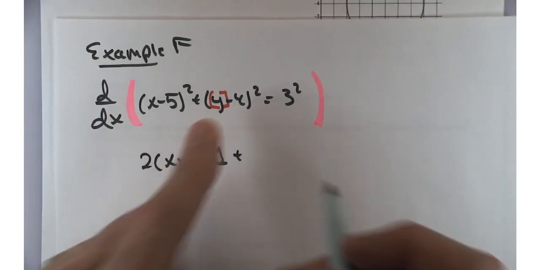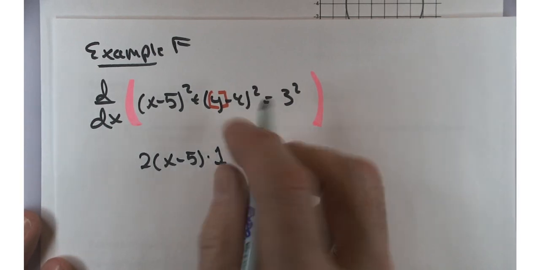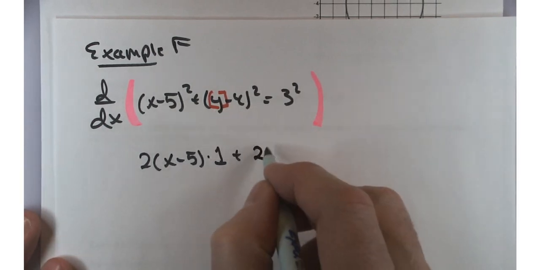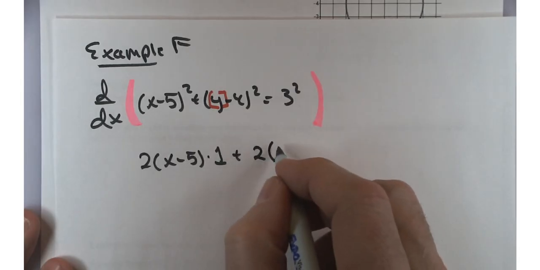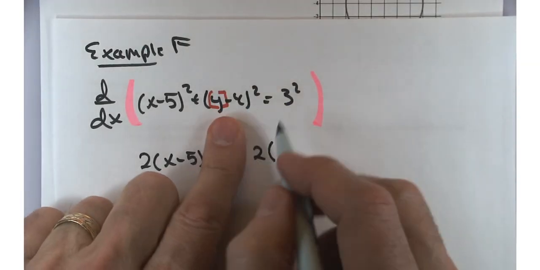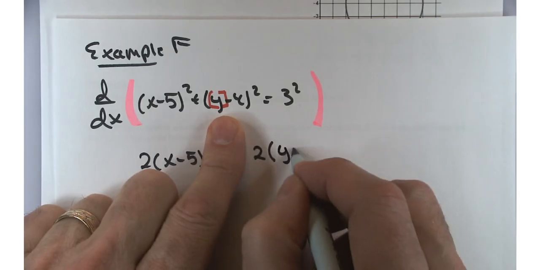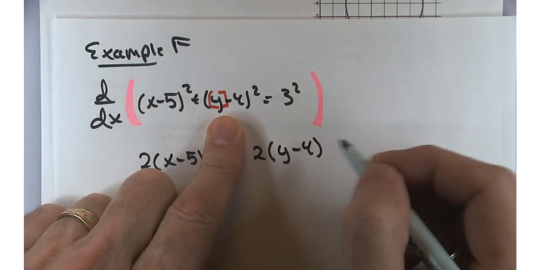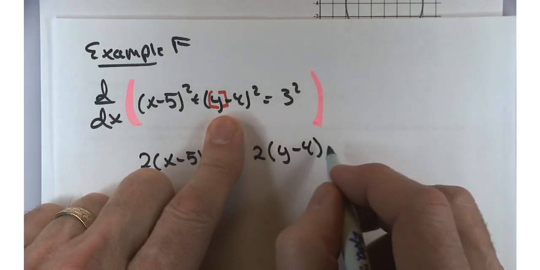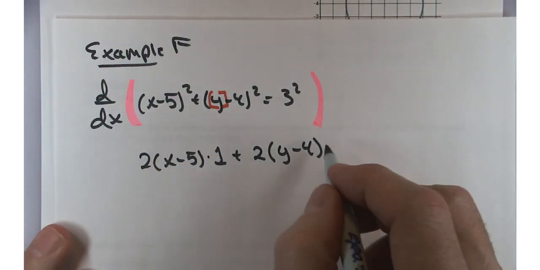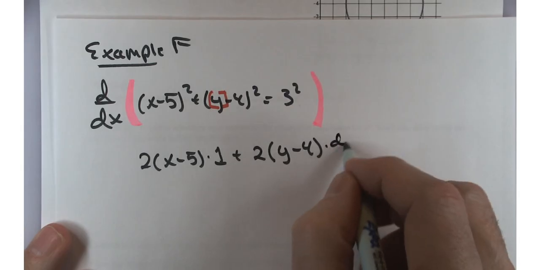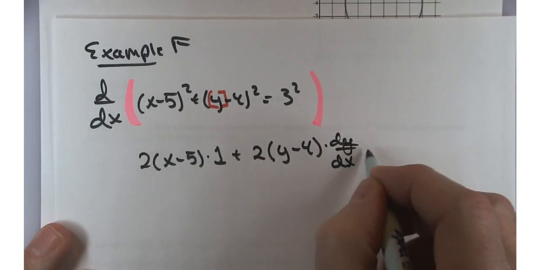Same kind of thing is going to happen with the next one. Christian, help me out here. Derivative of the outside would be 2. All right, 2 times y minus 4 to the first power, which I'm not going to write, times the derivative of the inside. What's the derivative of the inside this time? Yeah, thank you. dy over dx.